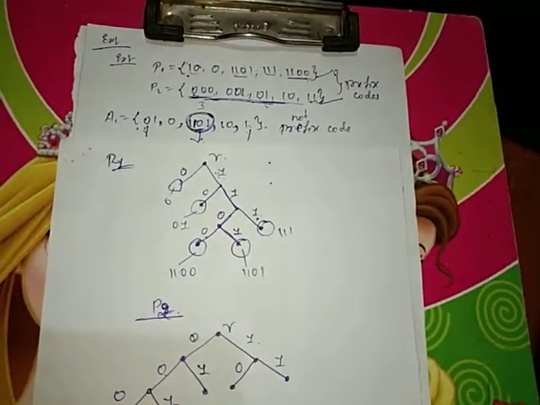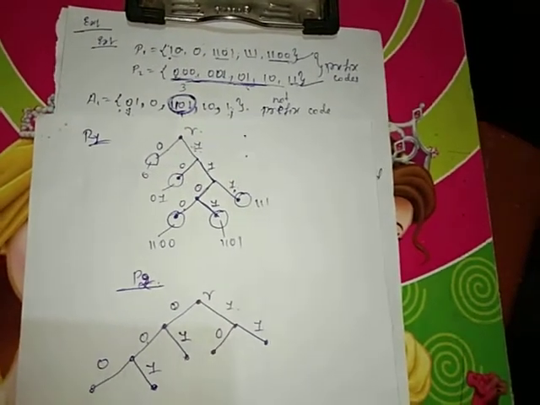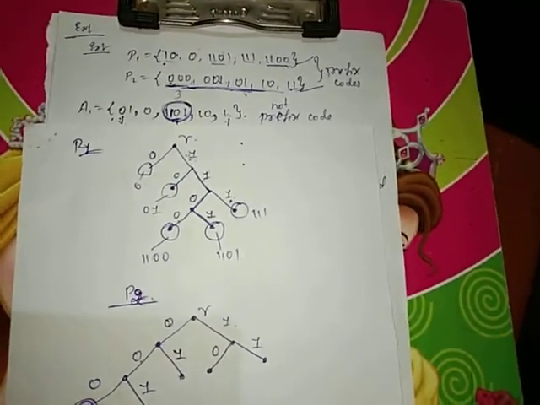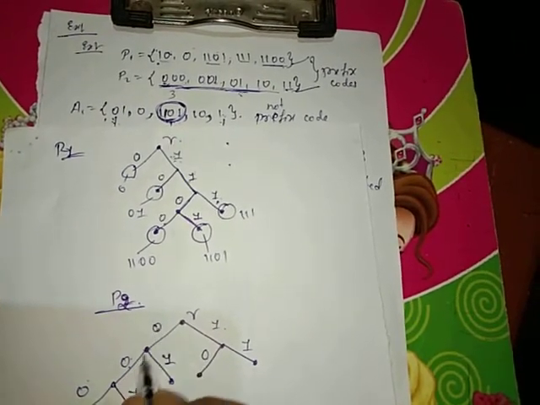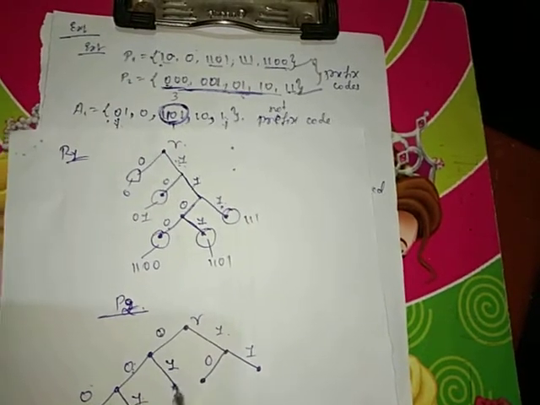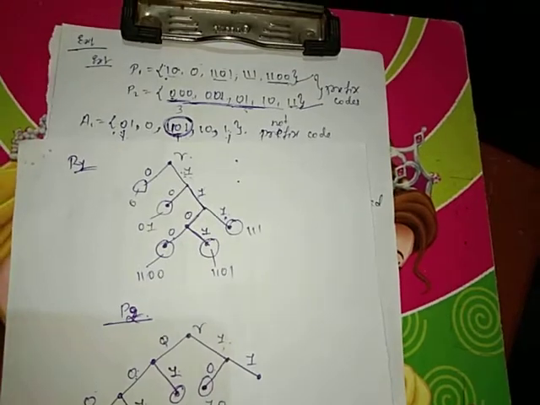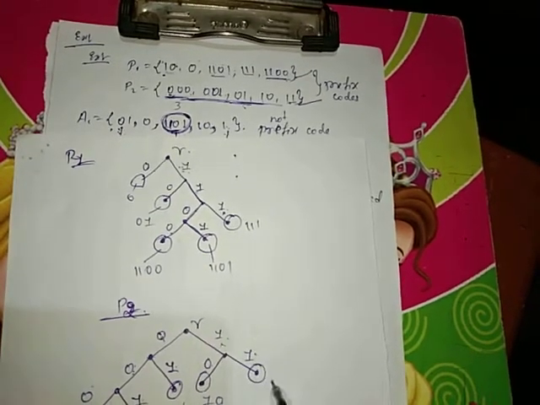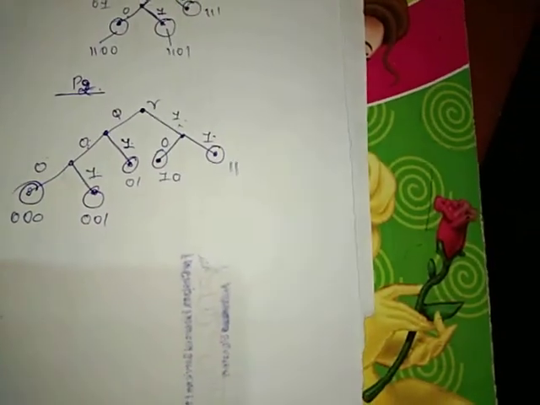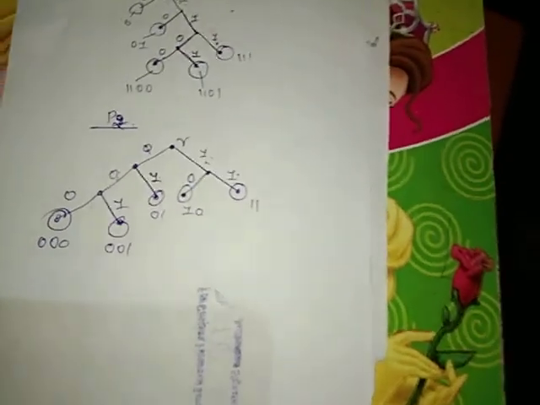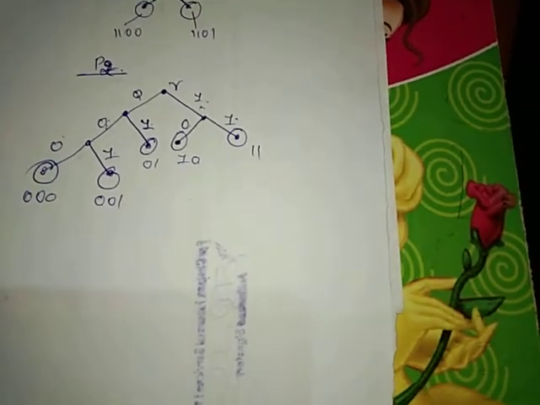So if prefix codes are given, draw the binary tree. If binary trees are given, write down the prefix codes. For this, prefix code is 0, 0, 0. For this, 0, 0, 1. For this, 0, 1. For this, 1, 0. For this, 1, 1. That is how to construct the binary tree, or how to construct the sequences for the binary trees.